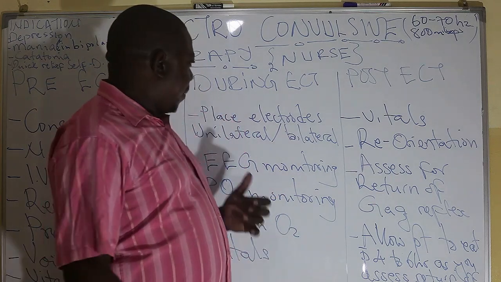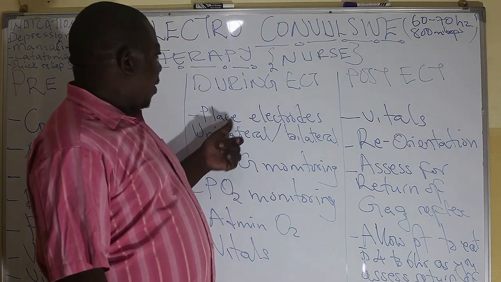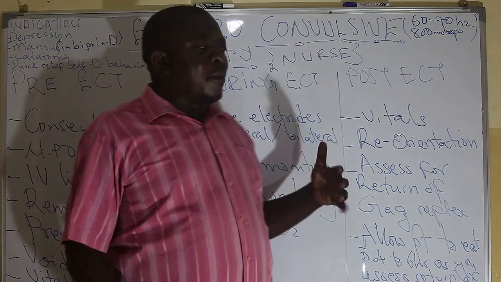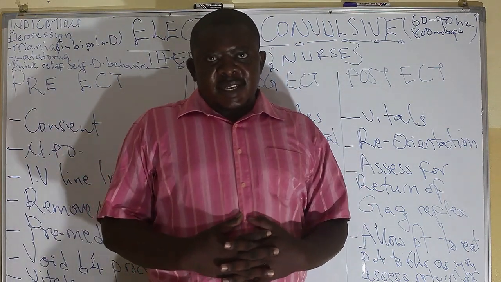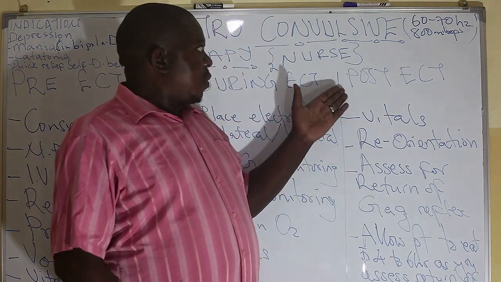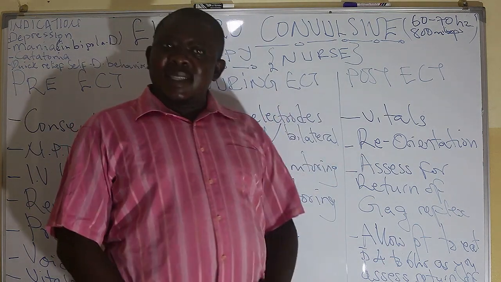As the patient is convulsing, you can place the electrodes unilaterally or bilaterally as you are about to do the ECT. All right, so now we can talk about the post ECT.